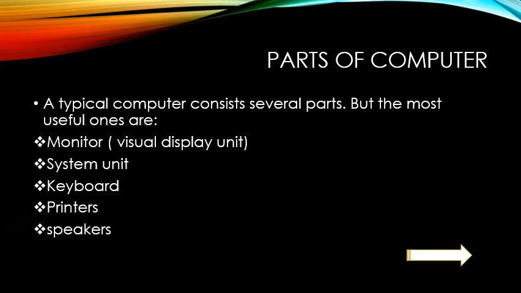Parts of a computer. The following are the parts of a computer. A typical computer consists of several parts, but the most useful ones are, number one, the monitor, also known as the visual display unit, the system unit, the keyboard, the printers, and the speakers.